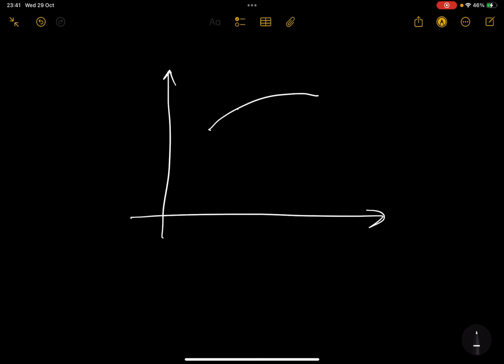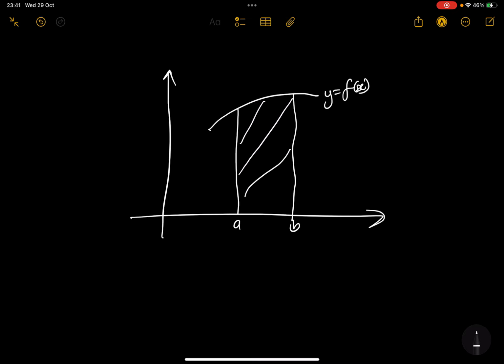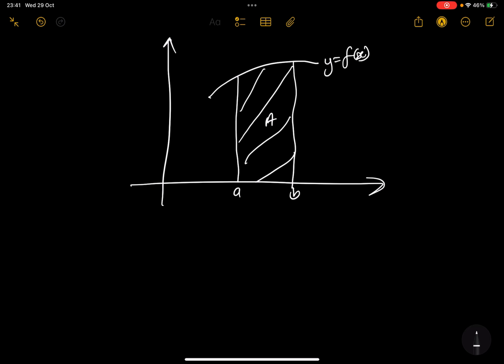say you have your graph, and then you have two regions. This is A, this is B. So y is equal to f of x is a curve. This is the area A under the graph. Here we want to find the central position of this area, and we want to determine the coordinate of that central position.